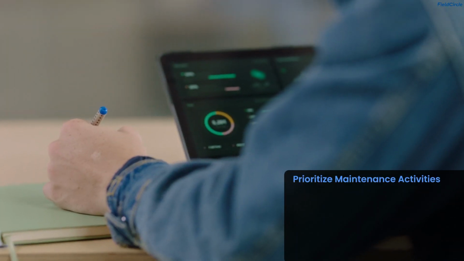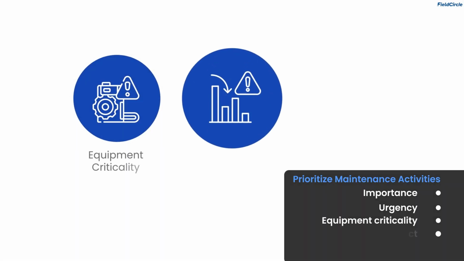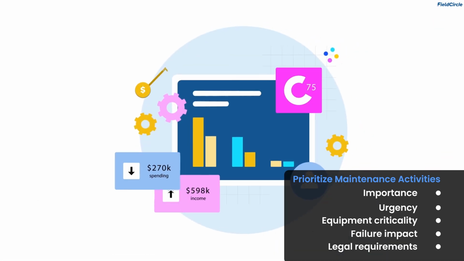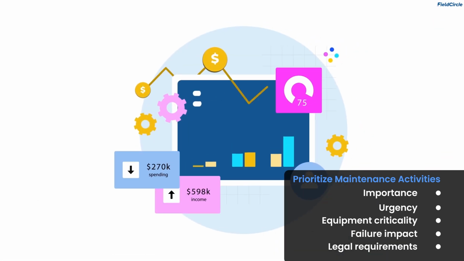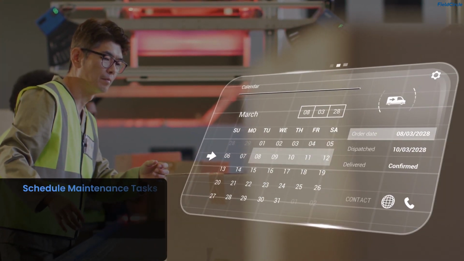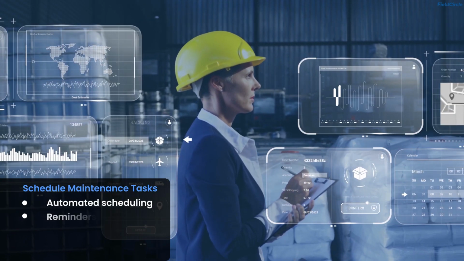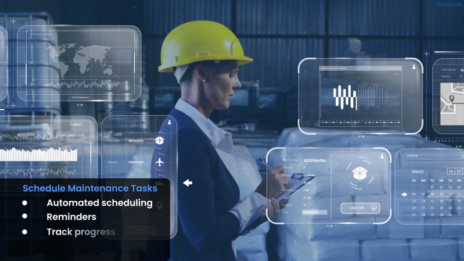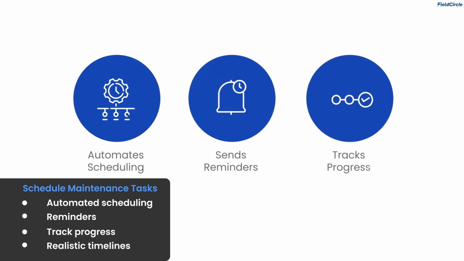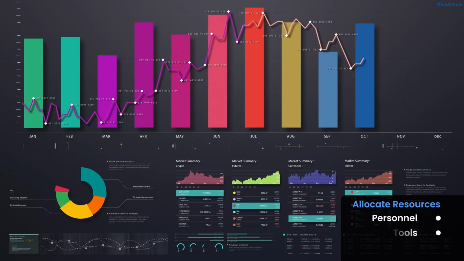Prioritize the maintenance activities based on their importance and urgency. Consider factors like equipment criticality, failure impact, and legal requirements. With this, you will be able to allocate resources more effectively and address the most critical issues first. Next, build a maintenance schedule that outlines when each task should be performed. The best way to carry out this step is to leverage a facility maintenance software that automates scheduling, sends reminders, and tracks progress.